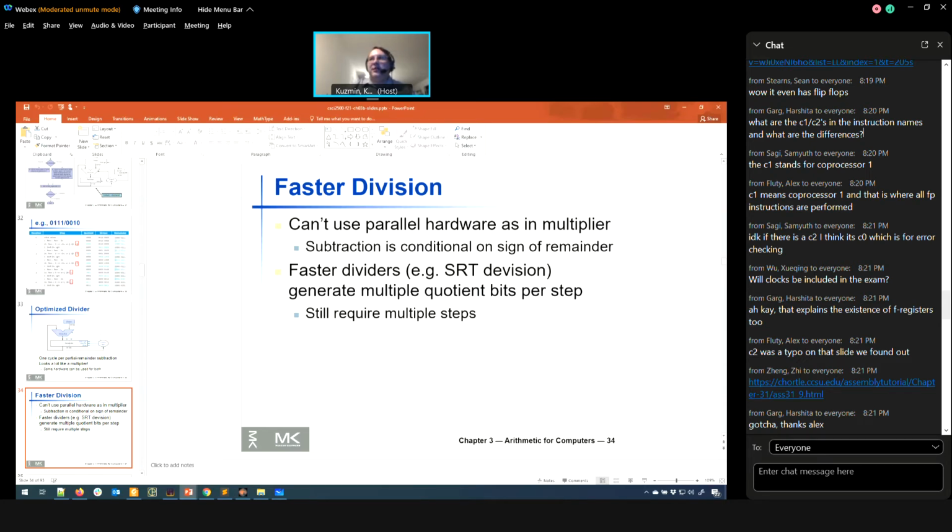All right. What are the C1, C2s in the instruction names, and what are the differences? So C1 is coprocessor 1, and that's the only coprocessor for now that you need to be worried about. Don't worry about C2. Its time will come later. So for now, if you see C1, you know it's coprocessor 1, and you know it's floating point.